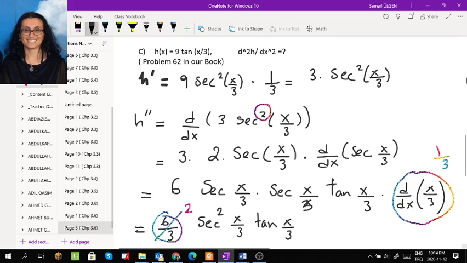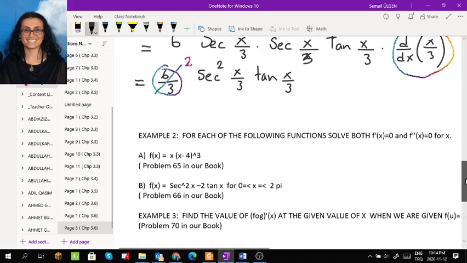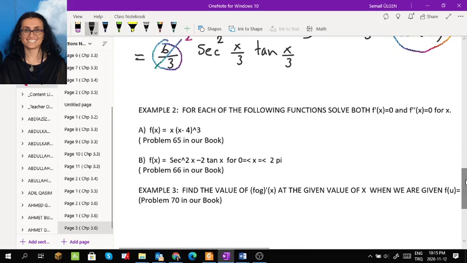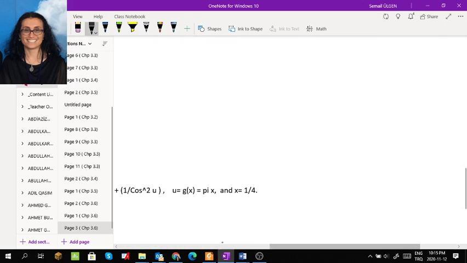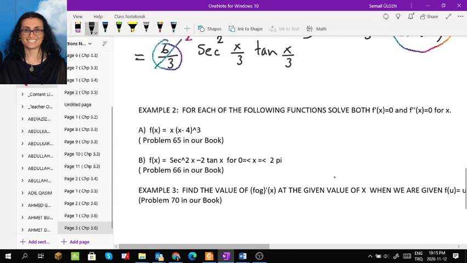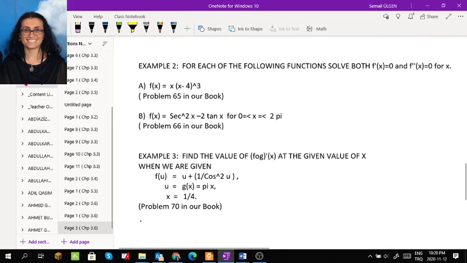Okay, let's do one more. Actually, I have a couple more here. Let's see. Let's see here. Yeah. Maybe. Let's do example 3 instead.